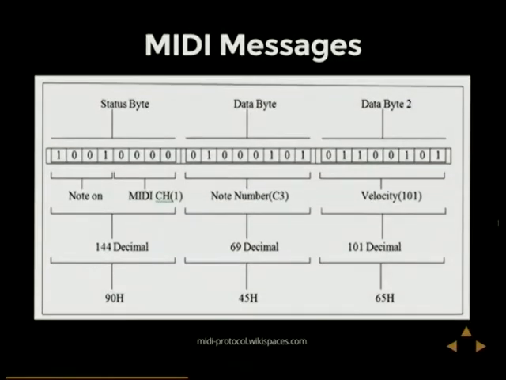So it basically looks like this. There's 3 bytes: the type, the channel, and then 2 data values that depend on what kind of message it actually is.